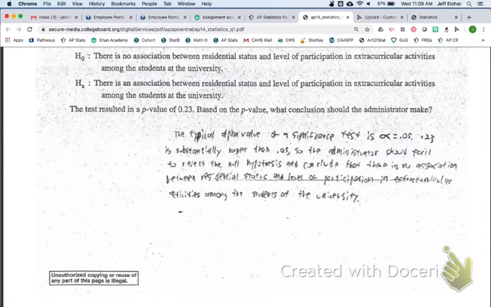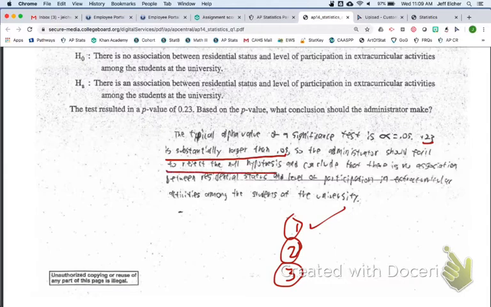The student responded, the typical alpha level of a significance test is 5%. Okay, so they chose 5%. You could choose any common, reasonable alpha level. 0.23 is substantially larger than that. Okay, so that's one of 3 things. So 1, 2, 3. They have compared alpha with the p-value. Check. So the administrator should fail to reject the null. Okay, that's perfect. They have a comparison with the null. And conclude that there's no association between residential status and the level of participation in extracurricular activities among the students of the university.